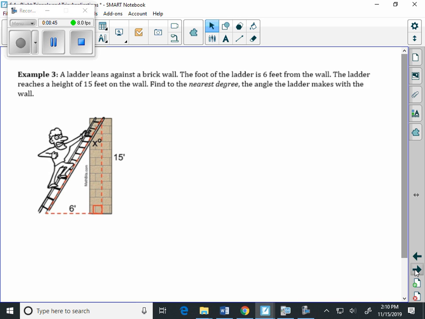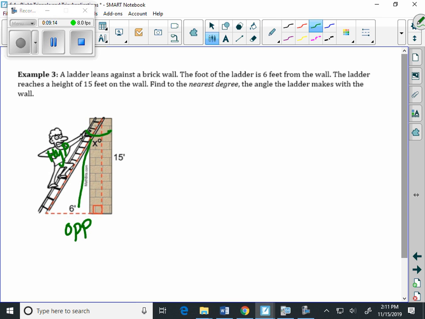So remember, when we don't know the angle, it's not a curse. We just have to use the inverse. So what we're trying to find, and it's labeled for us, is this value here of x. Well, let's label our triangle. As we go across the right angle, here's the hypotenuse. We want to find angle x, so across from x is our opposite, which means that the 15 is the adjacent.